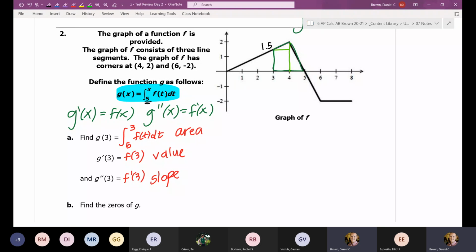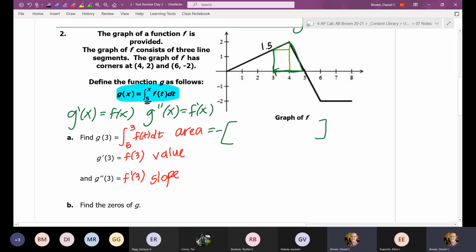Let's talk about this area. If we're starting at 5 and moving backwards to 3, this area is above the x-axis, but we're going backwards. So what would be the sign of that integral? Negative. So we know it will be negative no matter what. And then I just need to find the area of the shape.